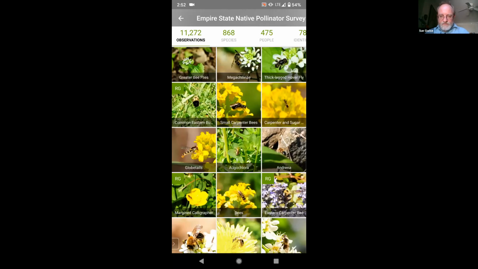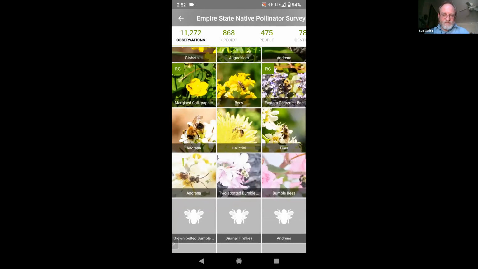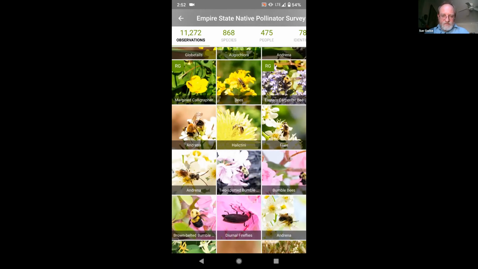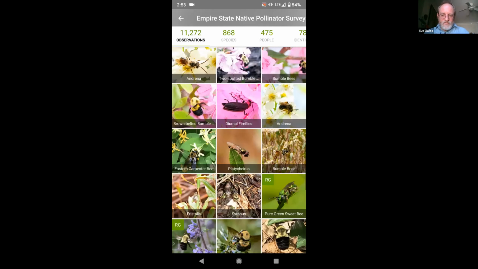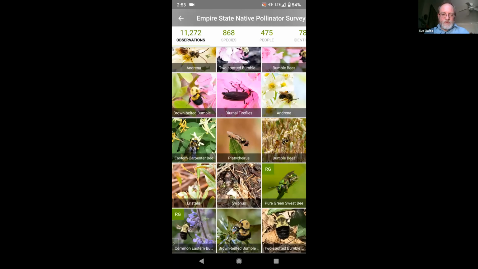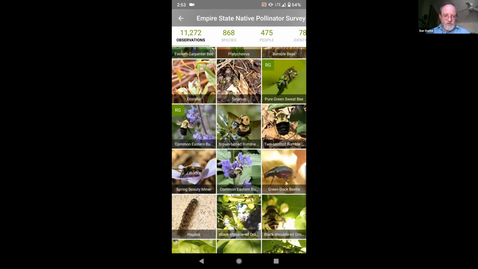There are some syrphid flies, lots of bumblebees, and many of these, if they were posted recently, might not have attained research grade yet, but there are bee experts on iNaturalist who will go in and help us identify these. We rely a lot on this community of experts to do the identification for us.